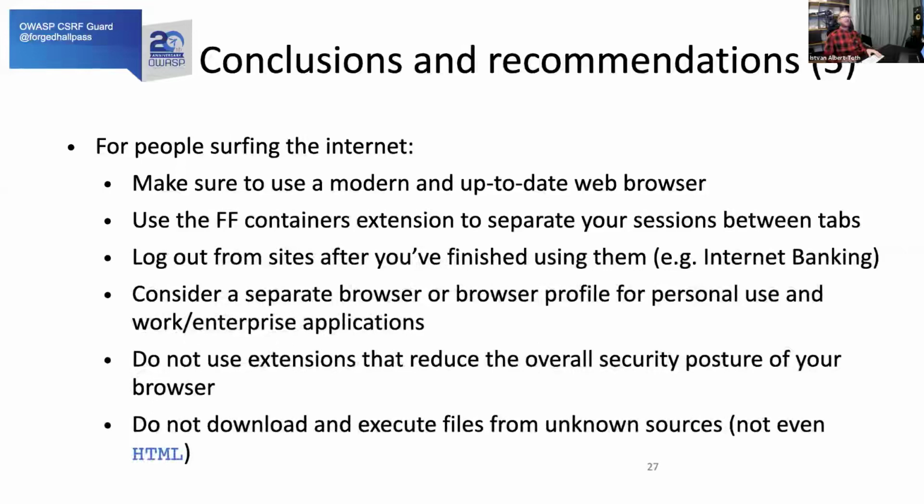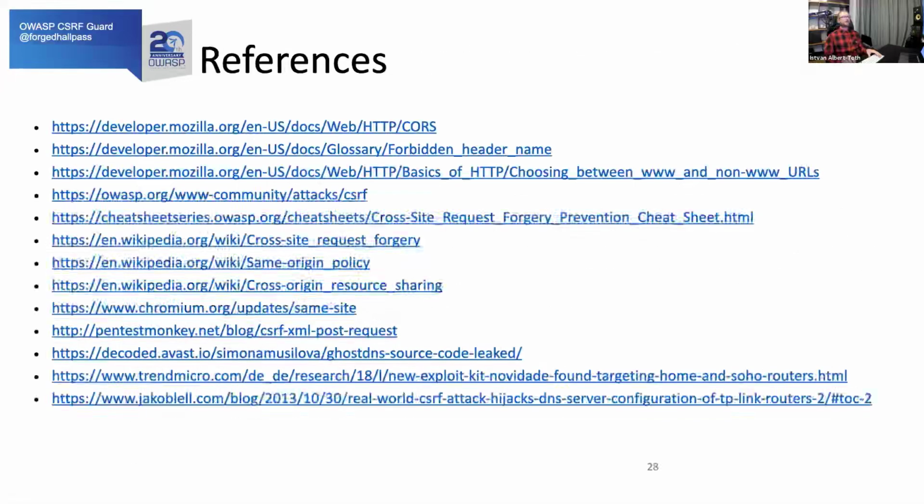Also, recommendations for people surfing the internet: make sure to use modern and up-to-date web browsers. You can use Firefox container extensions to separate your browser sessions between the tabs, and log out from sites after you've finished using them, like internet banking or so. Consider using a separate browser or a browser profile for personal use. Do not use extensions that reduce the overall security posture of your browser, like disable CORS or enable CORS. And of course, do not download and execute files from unknown sources. Here you can see some references.